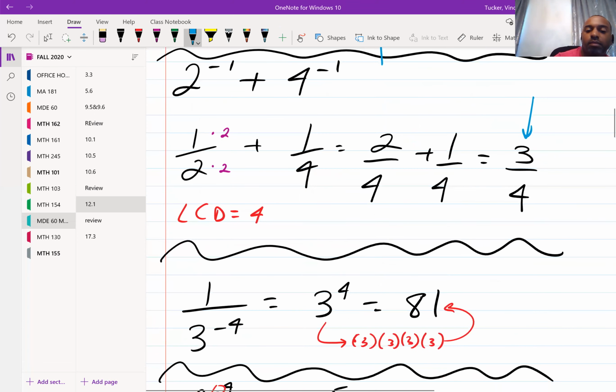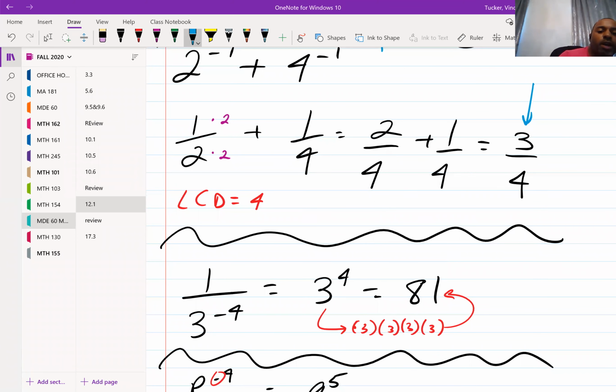All right. Here we have 1 over 3 to the negative 4th power. So that 3 to the negative 4th is in our denominator. To turn it positive, we have to bring it up to the numerator. So that's how we have 3 to the 4th power. Now my exponent is positive. 3 to the 4th power is 3 times itself 4 times, which would be 81. Any questions?